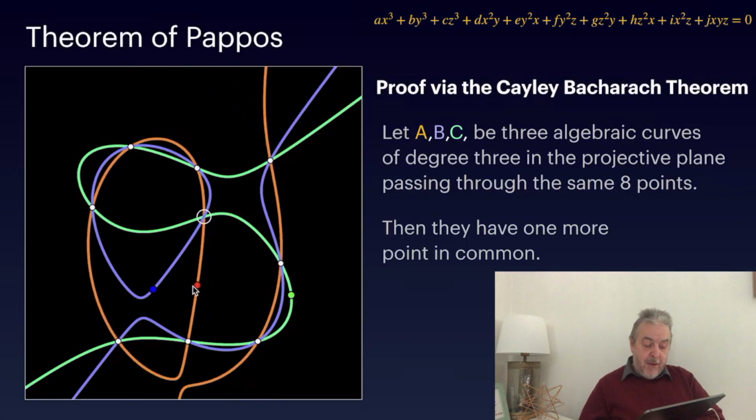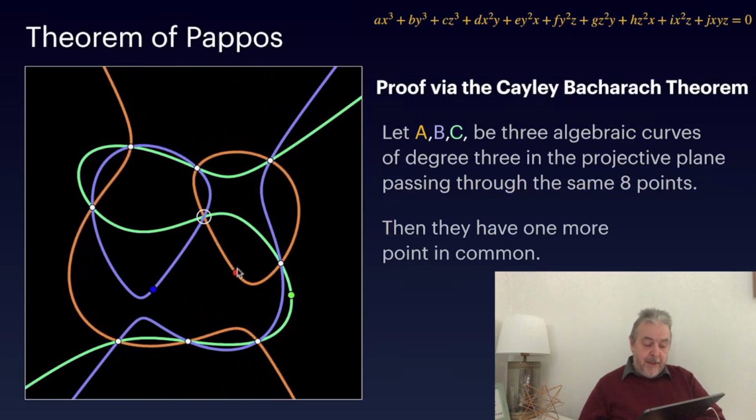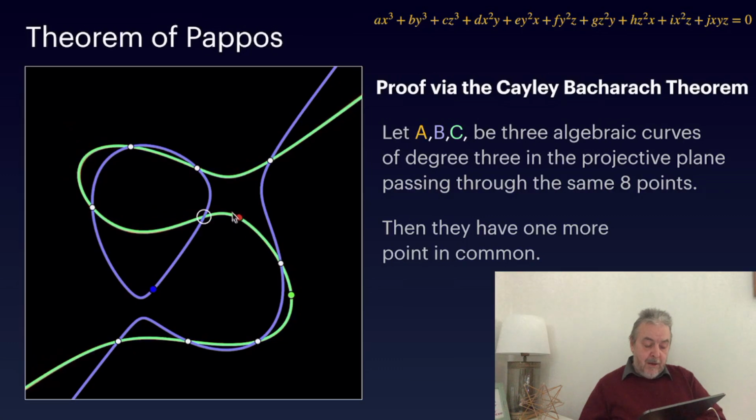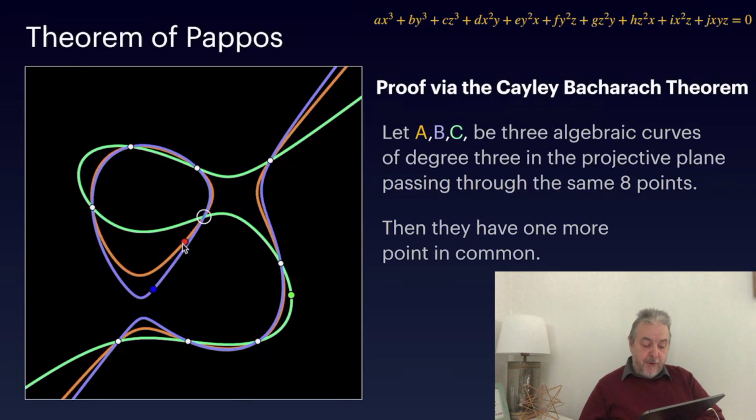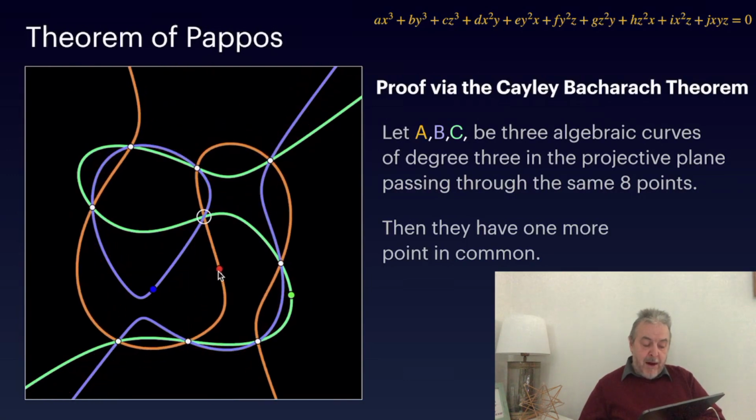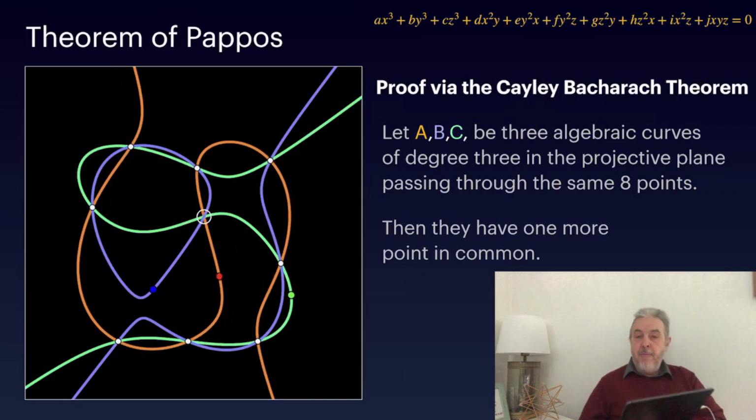So I jiggle my control points a little bit, so you see you still have those 8 points here, and I move one of the curves around, and no matter where I put it, it will still always pass through that point here.